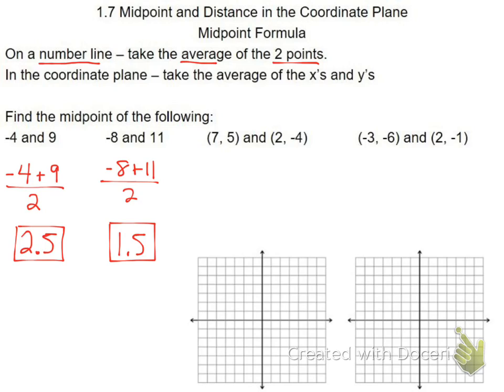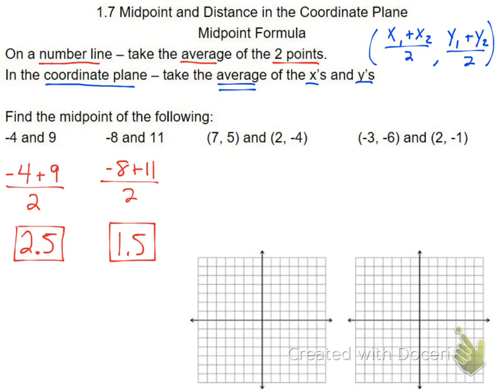When we move into the coordinate plane, we're going to take an average of the x's and then an average of the y's. So the formula for this would look something like this. x1 plus x2 divided by 2. That's just adding my two x coordinates together and dividing by 2, just like we did there. And then y1 plus y2 divided by 2. And that'll give me an ordered pair for my midpoint.